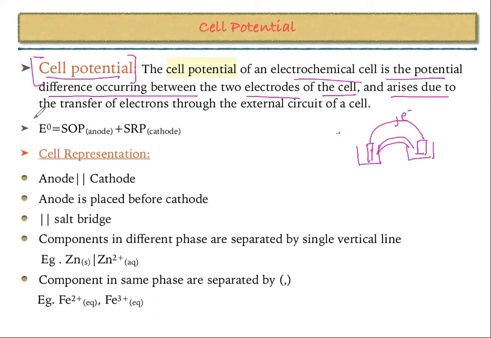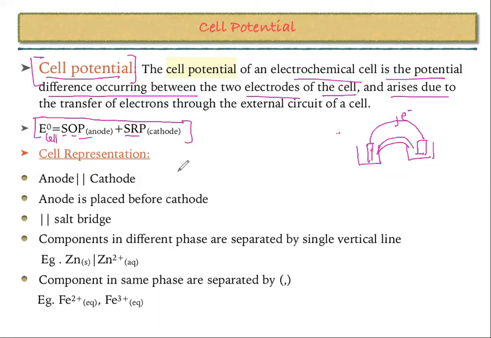And cell potential is written as E naught. Obviously, this is in standard condition, so we'll write it as E naught of cell. E naught of cell is equal to standard oxidation potential of anode plus standard reduction potential of cathode. Basically, E naught of the cell is the summation of the standard oxidation potential and the standard reduction potential. Remember this formula, because in solving numericals further, we are going to use this formula again and again. We can rederive this formula into another form, which we will learn in the later part.